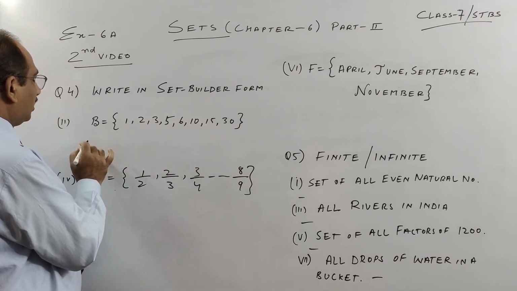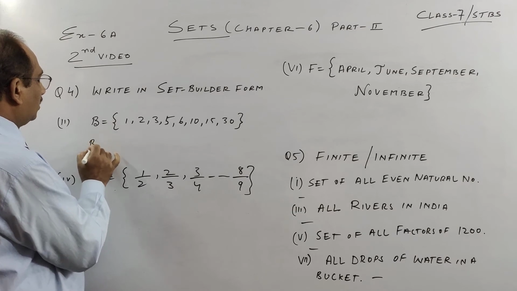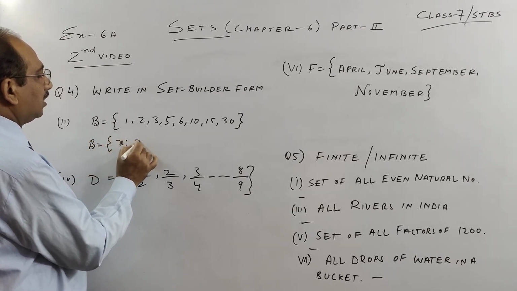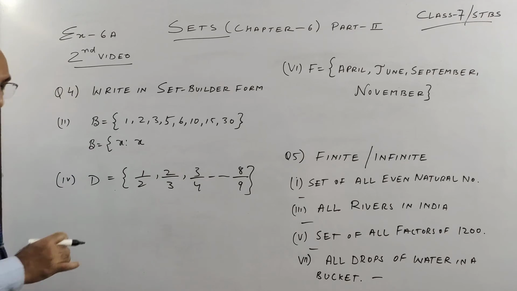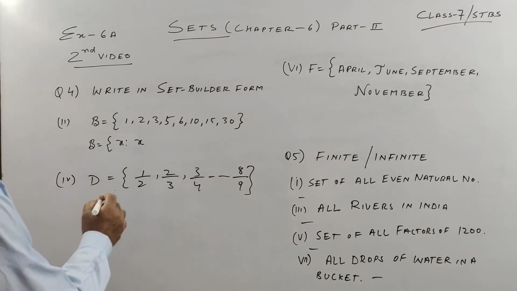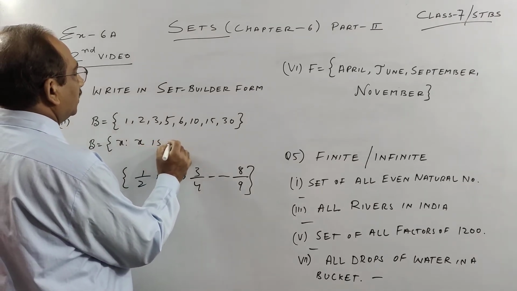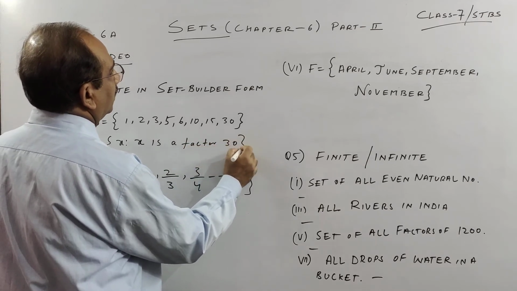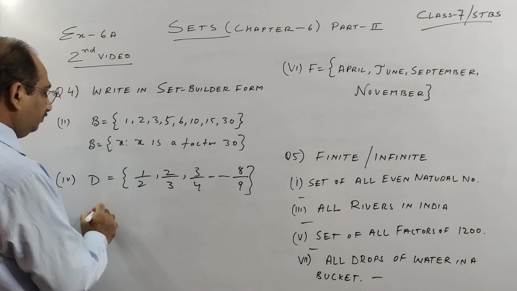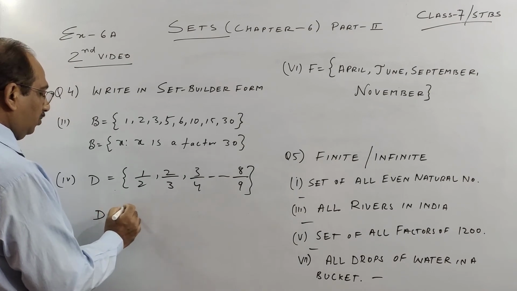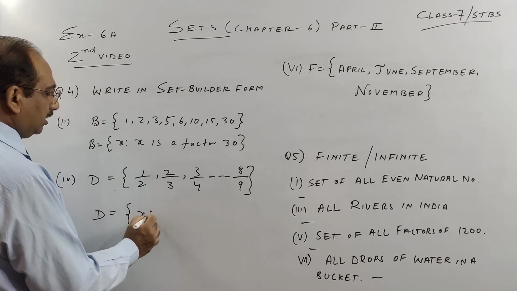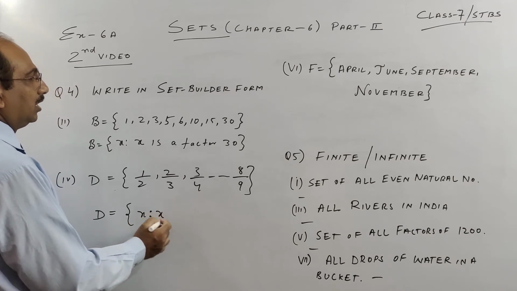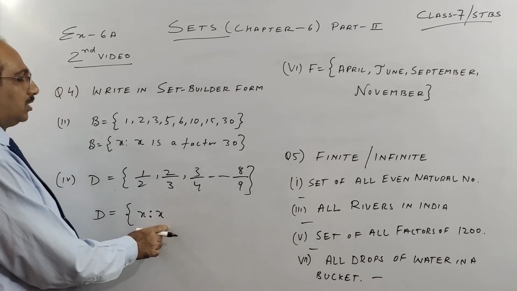Okay, so here full factors and factorization I am not going to teach you. So X such that X, okay, this is how you will write it, X such that, because we are writing in set builder form, X is a factor of 30. X such that X is a factor of 30. Okay, next if you see here, this is a little hard for you, but you start with X such that. This is how we go. X such that X. This bar means such that.